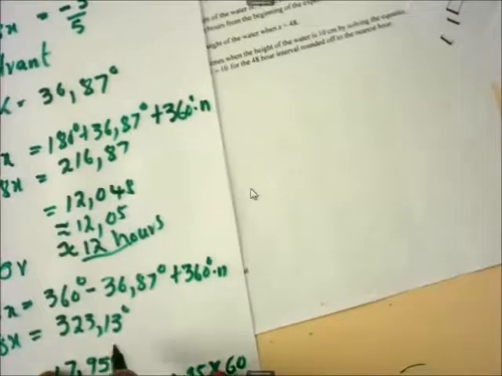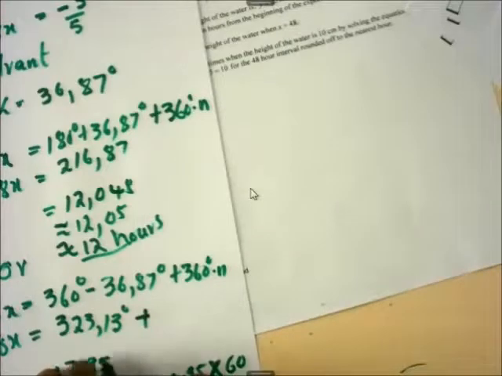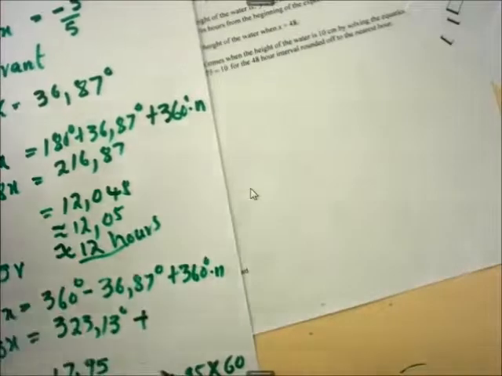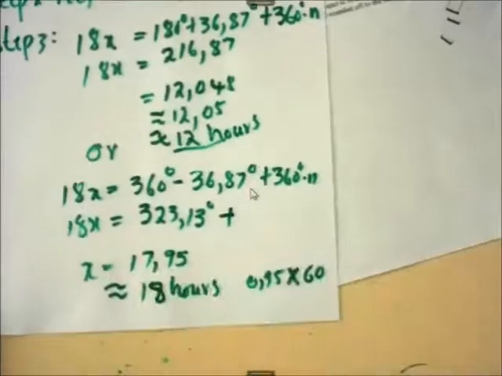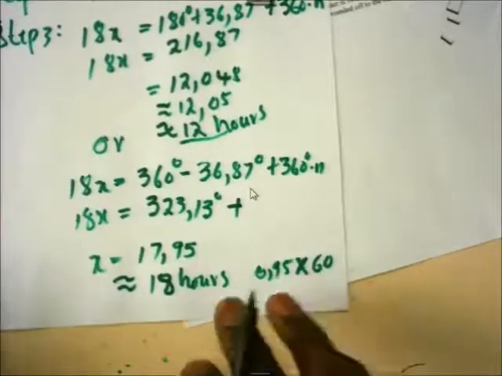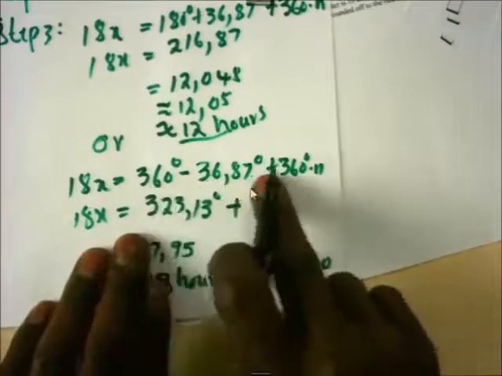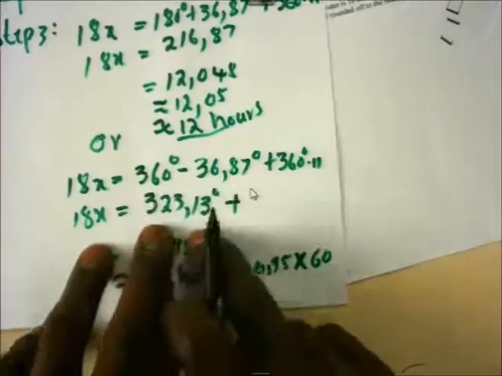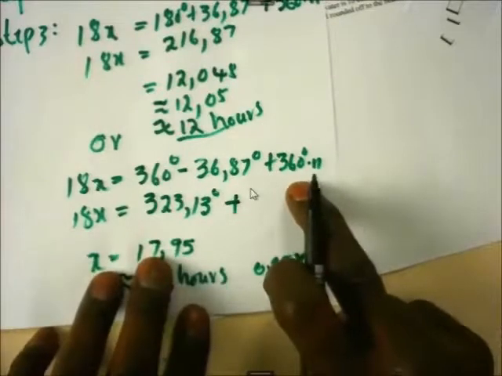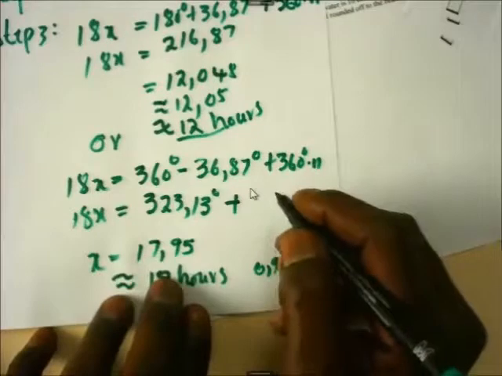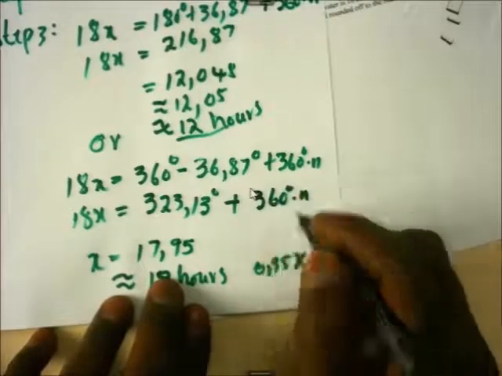And here will be 323. I'm trying to rectify this. If we subtract 36,87 from 360, we've got 323,13 plus 360 degrees times n.